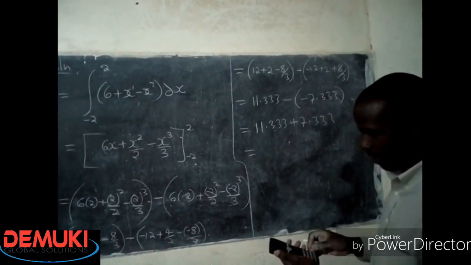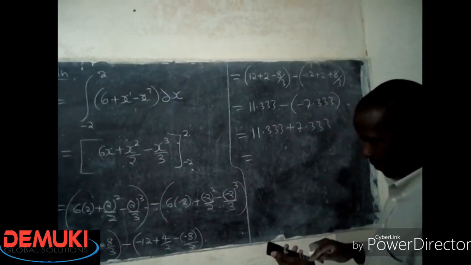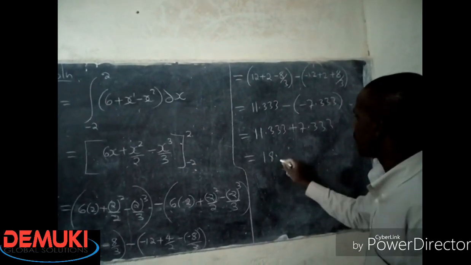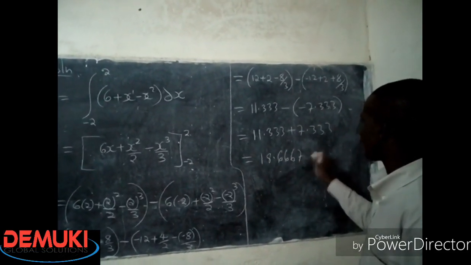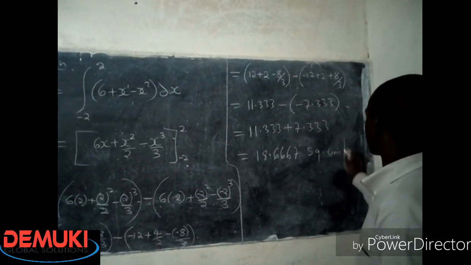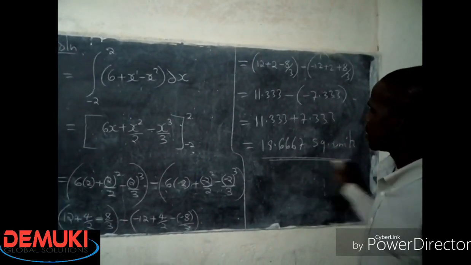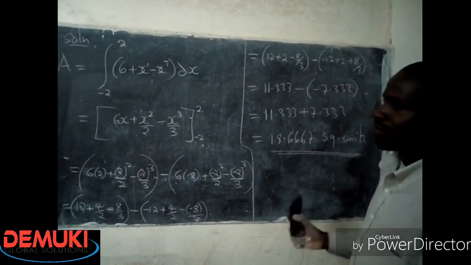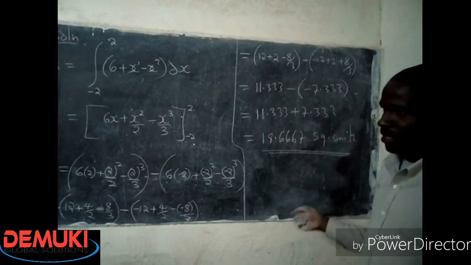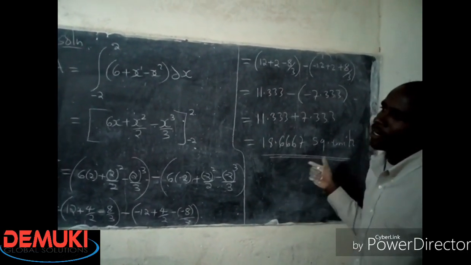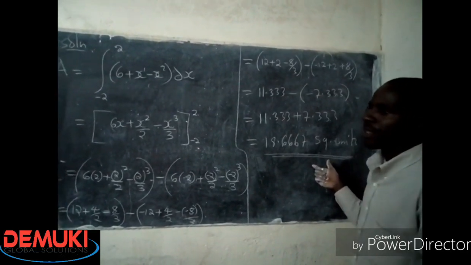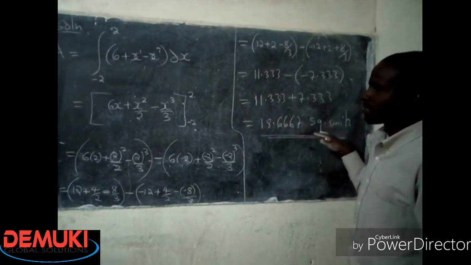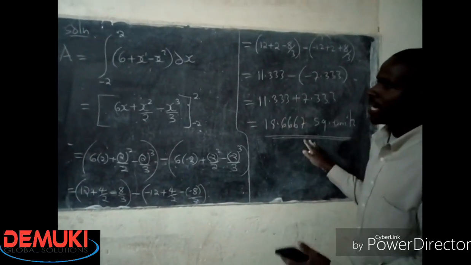So this finally gives us 11.333 plus 7.333. Finally, we shall have the answer to be 18.66667 square units. So the area under our curve, we have now been able to determine simply using integration. You simply integrate as we have seen.